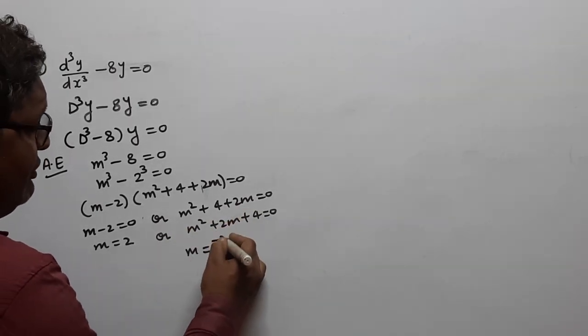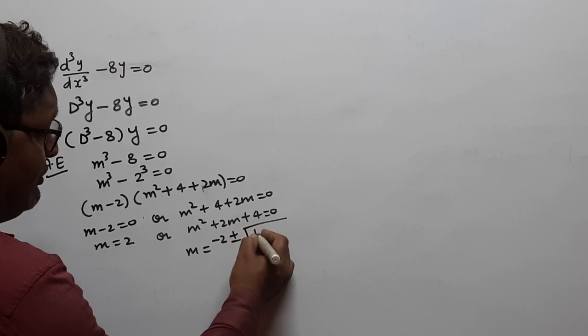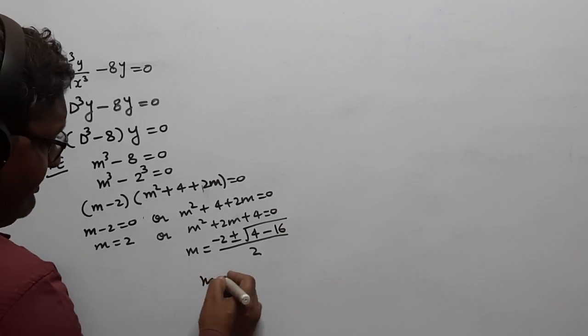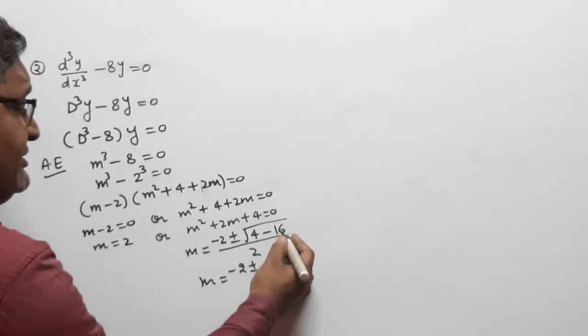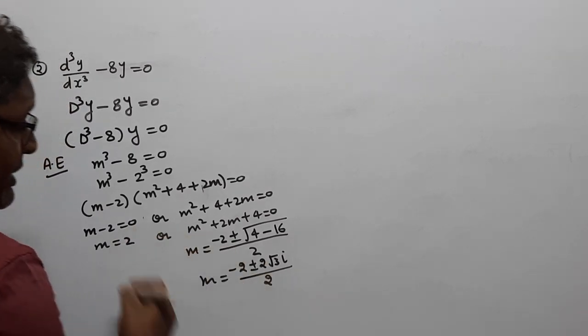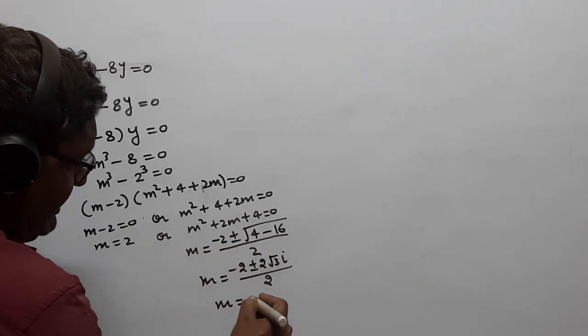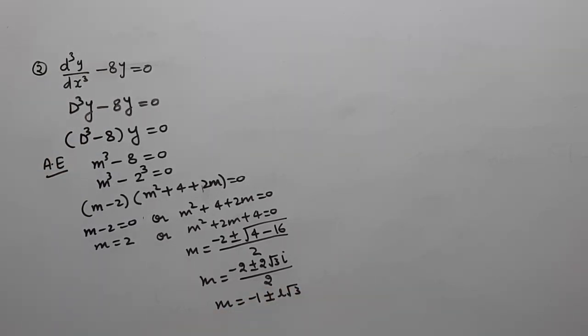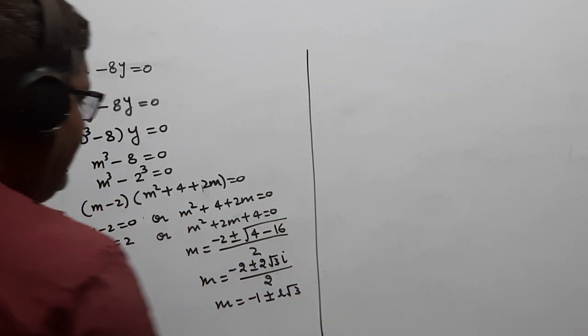So m is equal to minus b, so this is minus 2, plus minus under root b square, so 2 square is 4, minus 4ac, so this is 16, divided by 2. Now this can be written as minus 2 plus minus under root 4 minus 16, this is minus 12, and minus 12 can be written as 2 root 3 i, divided by 2. Now taking 2 common and cancelling out, we get m is equal to minus 1 plus minus i root 3. Here the roots of the auxiliary equation are 2 and minus 1 plus minus i root 3. You can see that one root is real and the other two roots are imaginary.